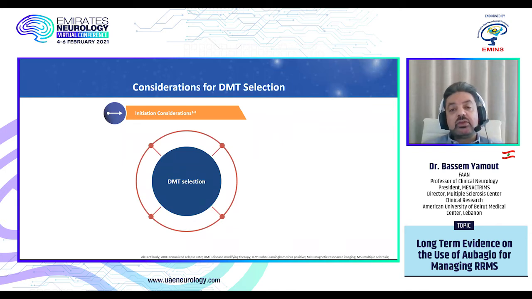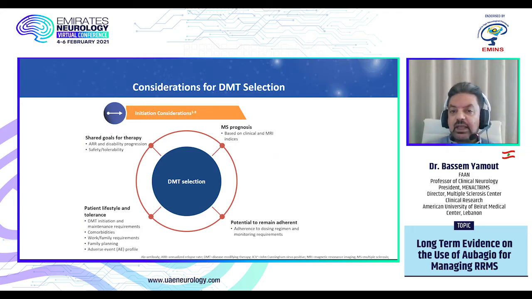Now, once you consider a DMT selection, a patient comes to you and you want to decide, what are the things that you think of? Number one, you look at the patient's prognosis. Is this really a very bad MS with very poor prognostic factors, high relapse rate, severe disability, high lesion load? Or is it a mild MS with good prognosis? Once you decide on that, the first goal of your treatment is really to achieve efficacy. So you want to decrease the relapse rate and disability progression. And this is where the safety comes in. You have to weigh the risk of the treatment: the higher the efficacy of the medication, the more side effects, versus the prognosis of this patient.